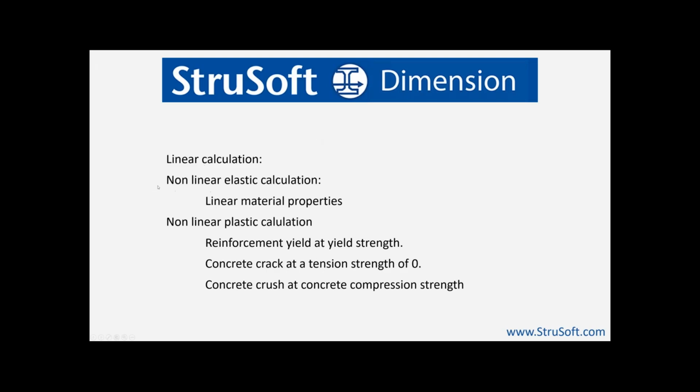In the non-linear calculation, we have a non-linear elastic and a non-linear plastic. In the non-linear elastic calculation, we have linear material properties. In the plastic calculation, the reinforcements will yield at yield strengths, and concrete cracks at a tension strength of 0. And also concrete will crush at concrete compression strength. For the concrete in between the tension strength and the compression strength, we use the stress-strain relationship that's mentioned in the Eurocode.